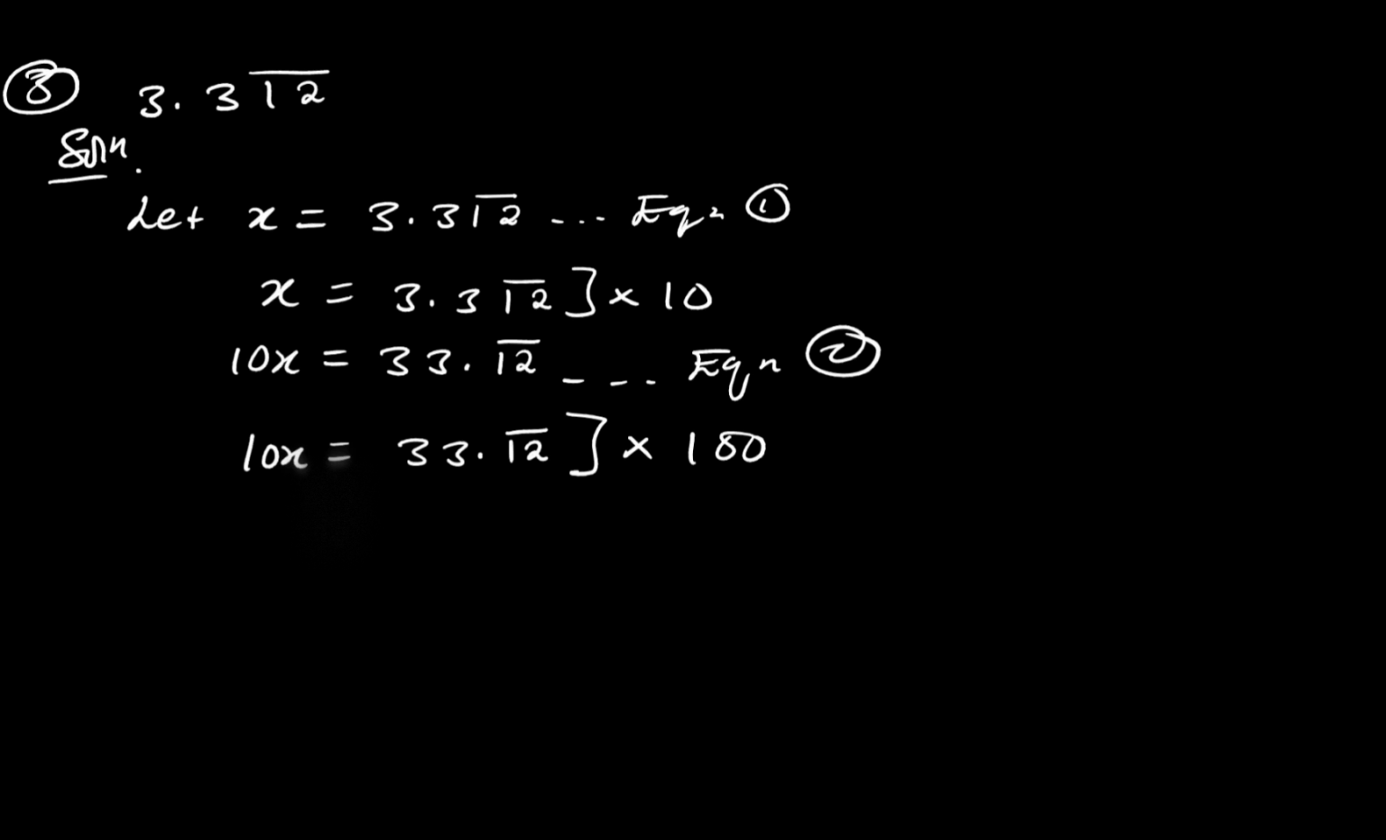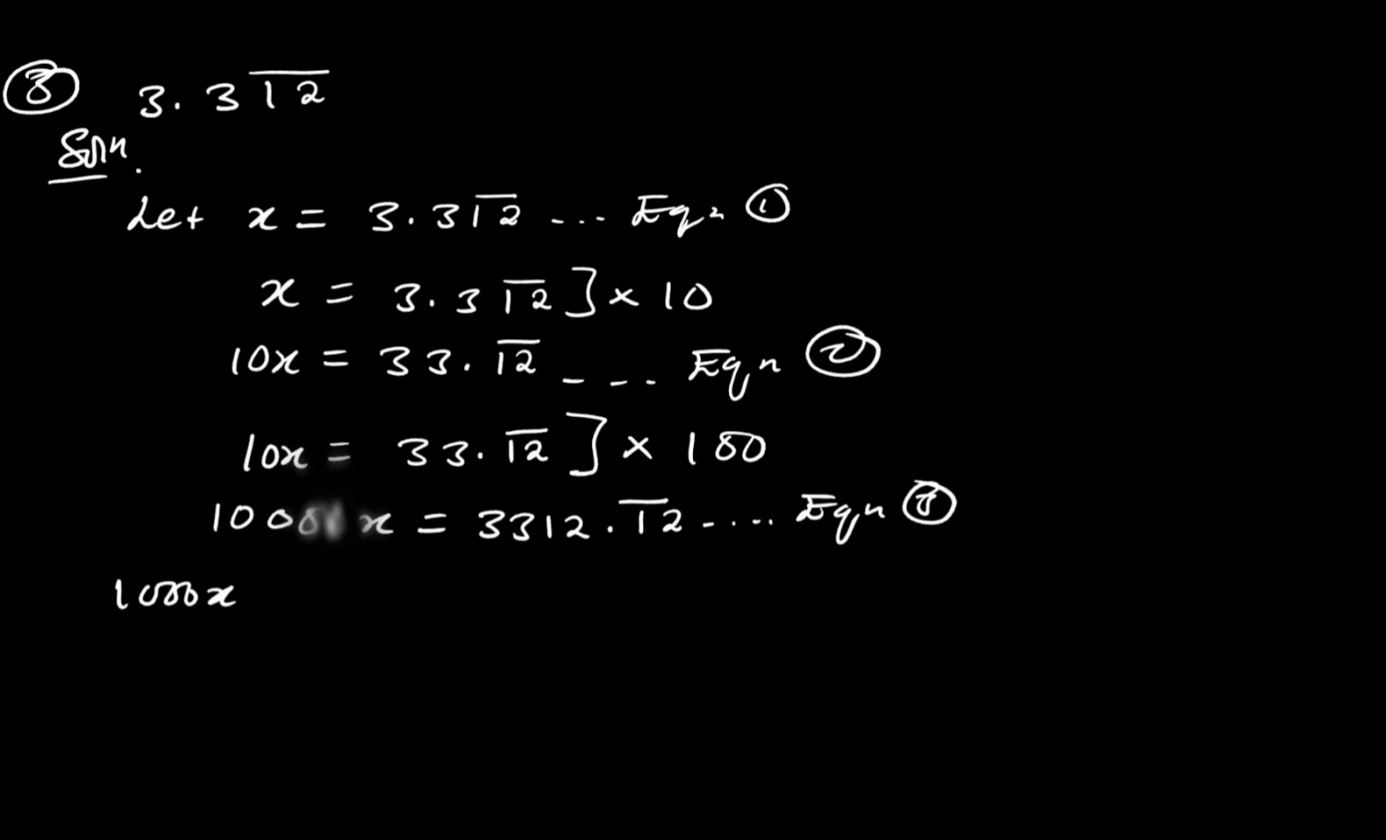So if you do that, you will get 10,000x is equal to 3312.12 bar. And this will be equation number 3. Now, subtracting the previous from the final, you will have 10,000x being equal to 3312.12 bar. Then you subtract 10x being equivalent to 33.12 bar.